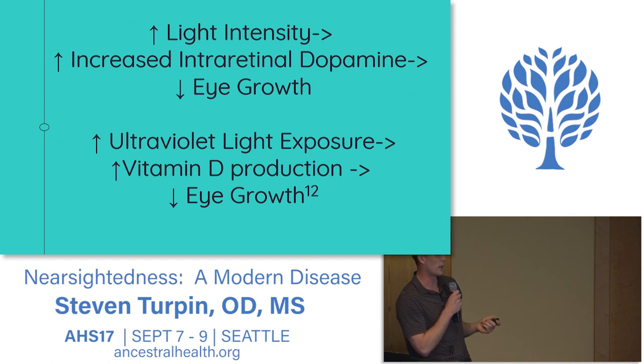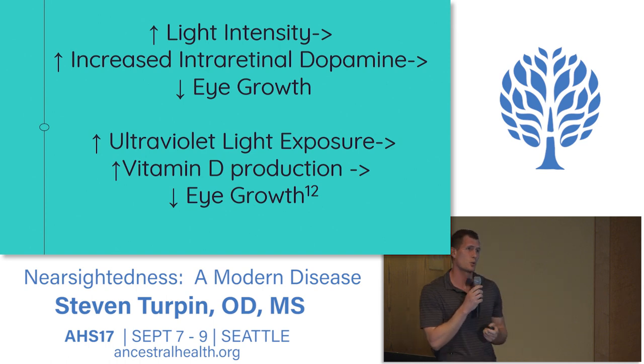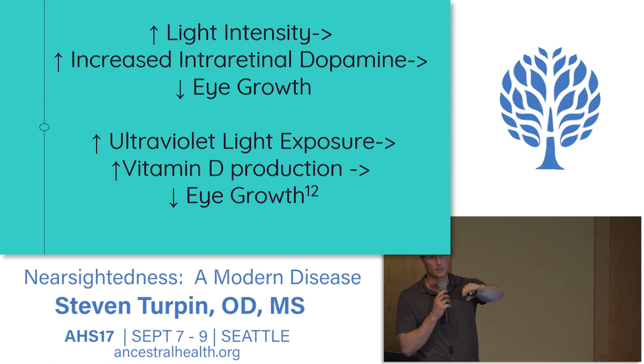Another proposed mechanism for why light works is that the ultraviolet light exposure on our skin raises our vitamin D production. And one correlative study found that kids who are myopic tend to have lower circulating vitamin D levels than those who were not myopic. And so, correlation versus causation, we still haven't figured out if there's a mechanism that can explain why vitamin D might play a part. But everybody here knows that vitamin D does so much, and it's more of a hormone than a vitamin. So we'll see where the research goes on that.